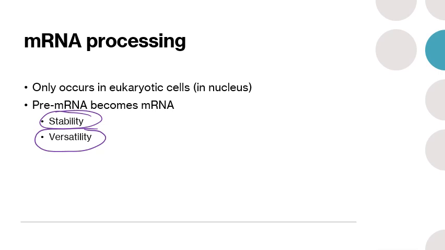So in terms of stability, processing adds some structures to it to make sure that it won't fall to pieces before it gets to its next step. And the versatility, we can actually modify or process our mRNA in different ways to code for slightly different proteins. So this step is pretty important.